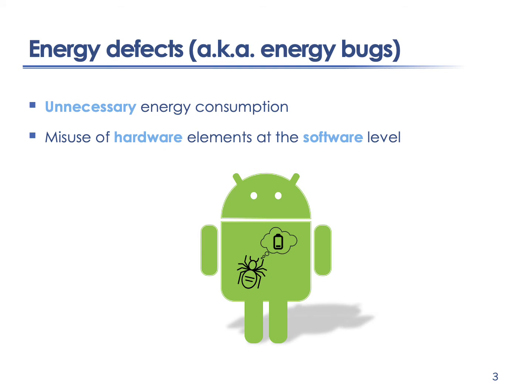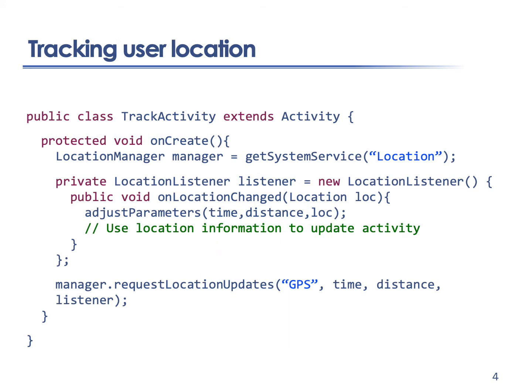To make it more clear what energy defects are, I will show you specific examples of them in the next slides. So, suppose that you have a tracking application, something similar to Google Map. This snippet here shows a high-level code of tracking user location. When user starts her activity, this code registers a location listener that uses GPS as a source of location information.